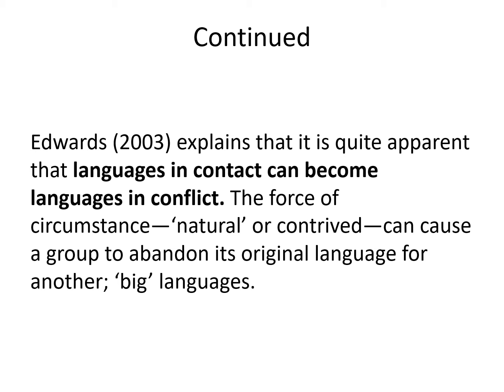So the force of circumstance, natural or contrived, can cause a group to abandon its original language for another, bigger language. So how much are people forced to use those languages? Whether they are using small languages or big languages, languages of higher status or lower status, depends upon the circumstances and whether they are in a natural setting. Definitely they need to use that particular language. If they want to use the status language in a natural setting, they will use that language continuously. Or if the circumstances are not natural and only sporadically they need to use that language, they may use the smaller language rather than the big language. So it will affect the usage of those languages.